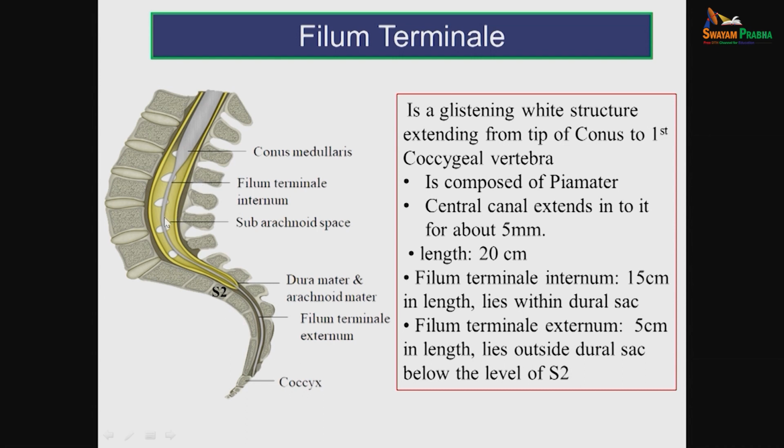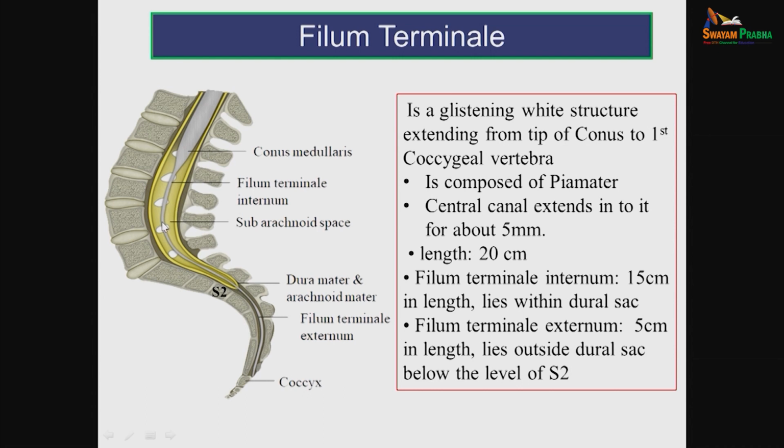There are two parts of the filum terminale. One is filum terminale internum, another one is filum terminale externum. You call it filum terminale internum if it lies within the dural sac or within the subarachnoid space. That is, till the level of S2, the filum terminale is lying within the dural sac, or within the subarachnoid space. As I already told you, the dura and arachnoid are going to extend till the level of S2.